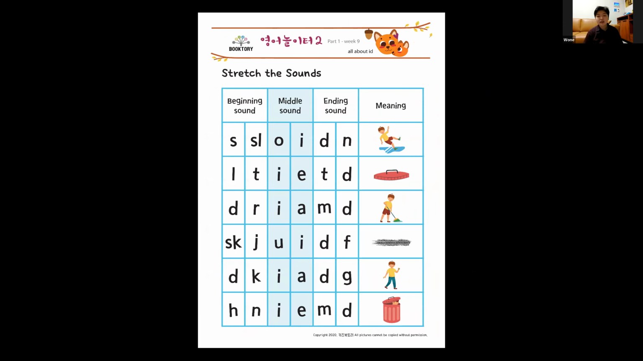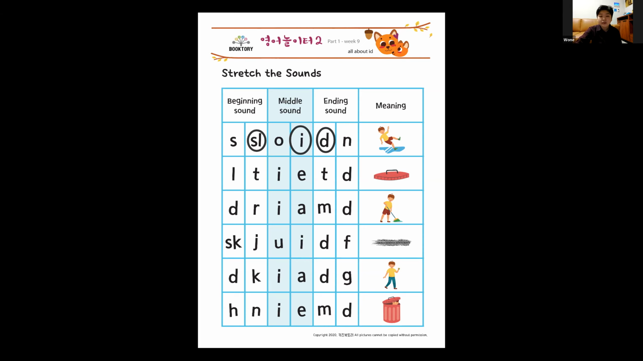Let's stretch the sounds. The first one, do you remember what this word is? Slid. Can you say it? Slid. Go ahead and let's circle the beginning sound. Sl. S-L. I. D. Slid. The next one is going to be lid.